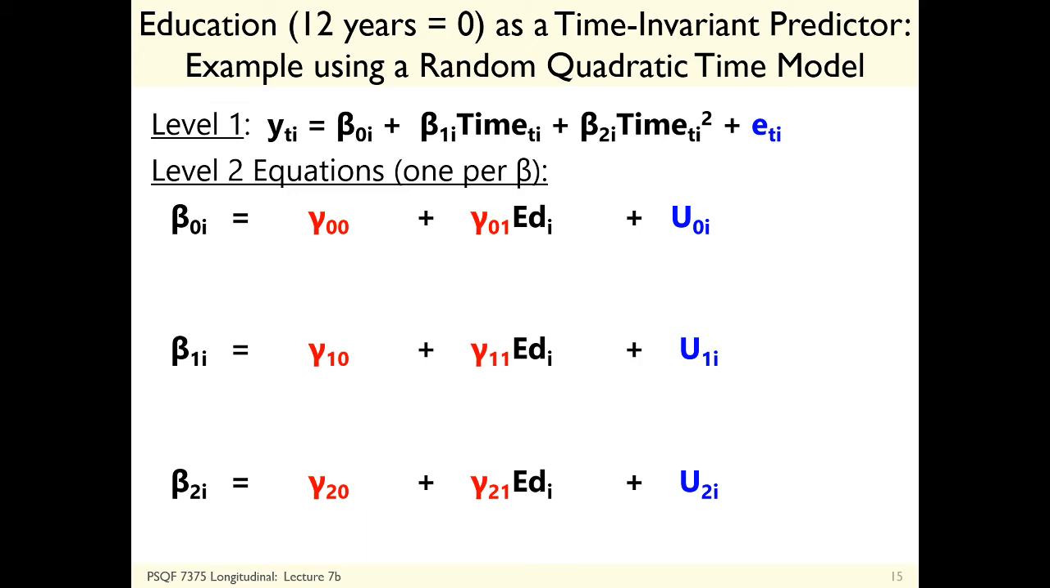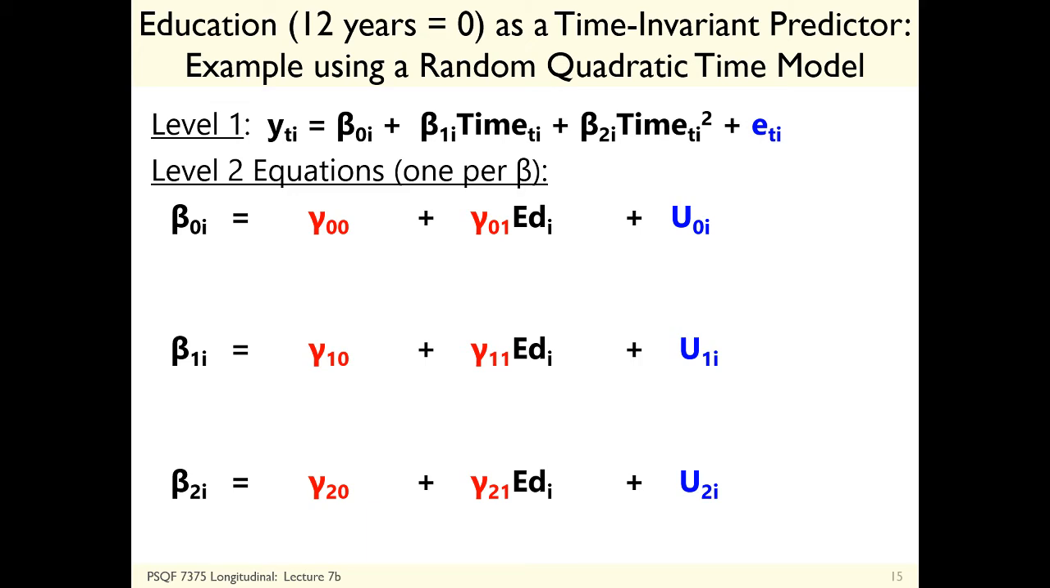So if we go into each of these level 2 equations, because I have 3 betas at level 1, I have 3 level 2 equations, 1 for each beta. The fixed effects are in red, the random effects are in blue. Each of these level 2 equations is the same in structure. It starts off with the so-called intercept of the equation, and then there are predictors of each term.